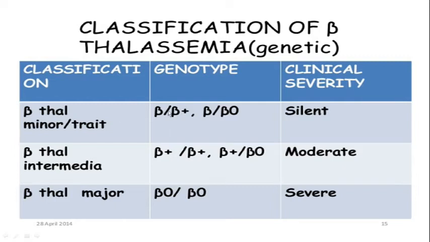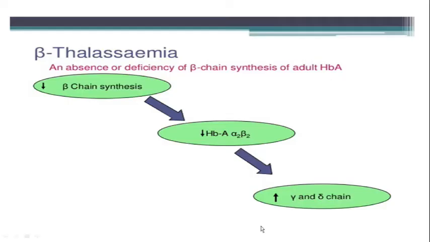Beta minor or trait will be either a normal beta chain with some suppression of beta chain, or a normal beta chain with a complete absence of beta chain. The intermediate will be B plus B plus, or B plus B0, and beta thalassemia major will be B0 B0. So this is how the deficiency of beta chain synthesis occurs, and that leads to increased production of gamma and delta chains.